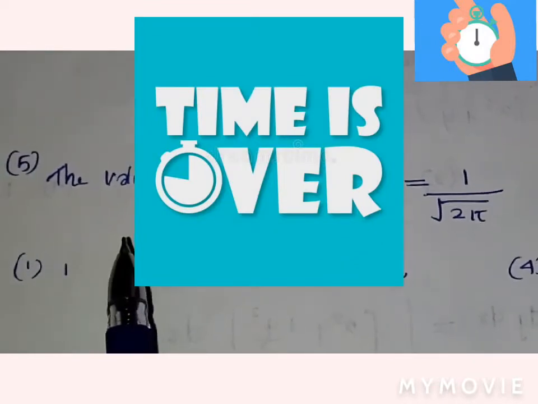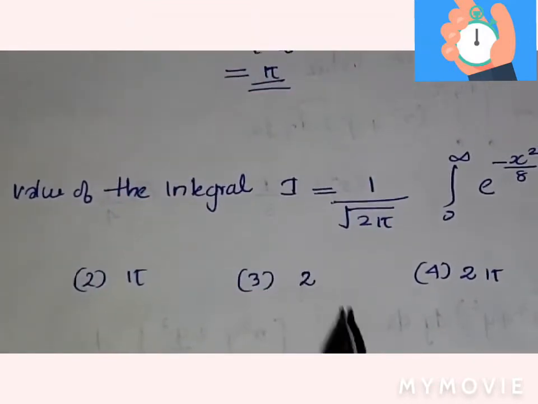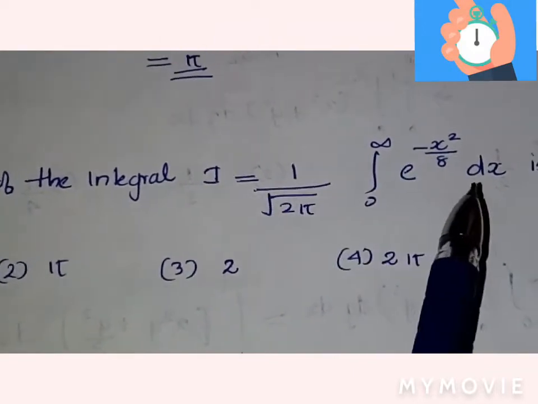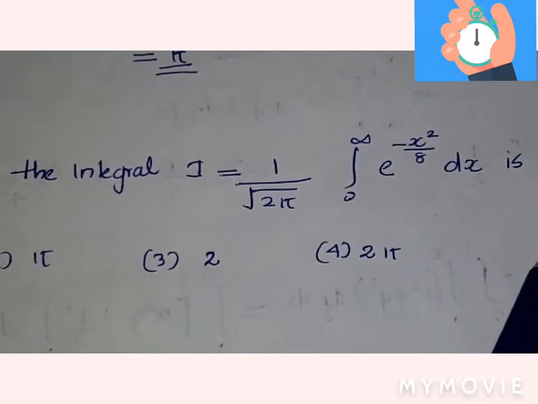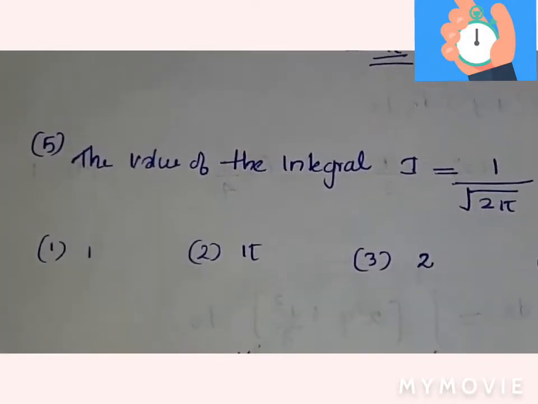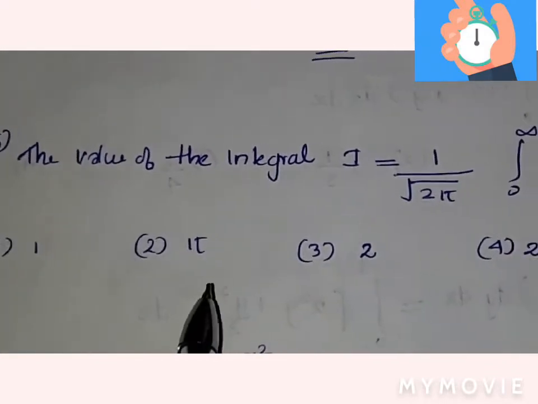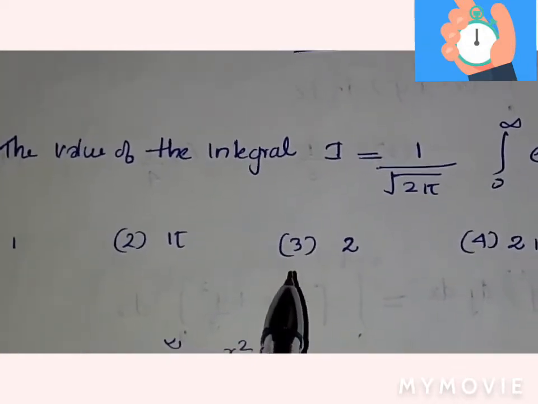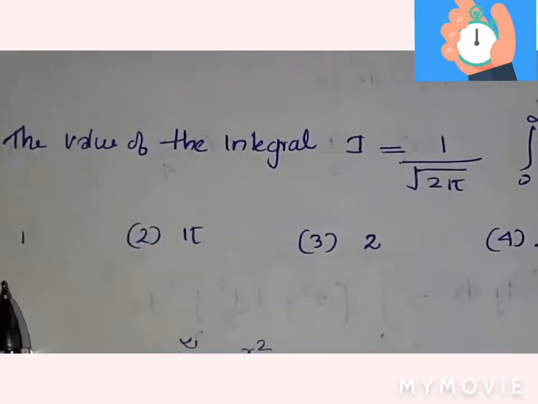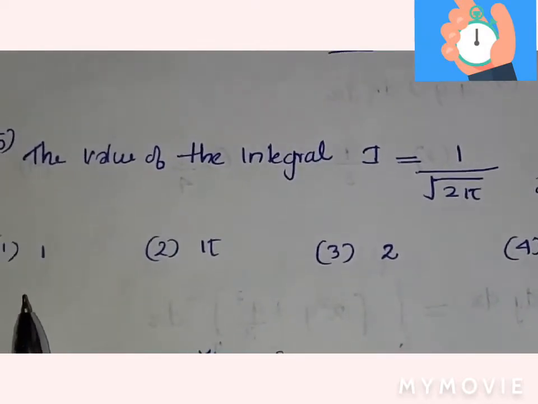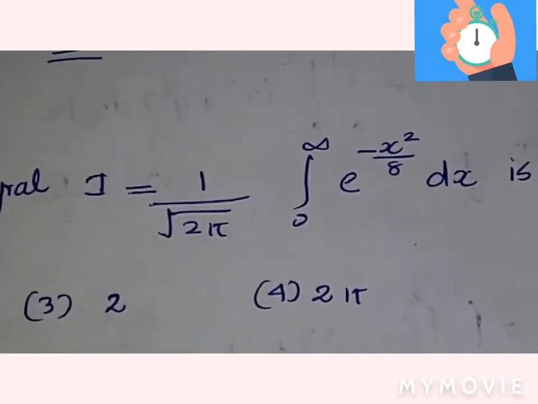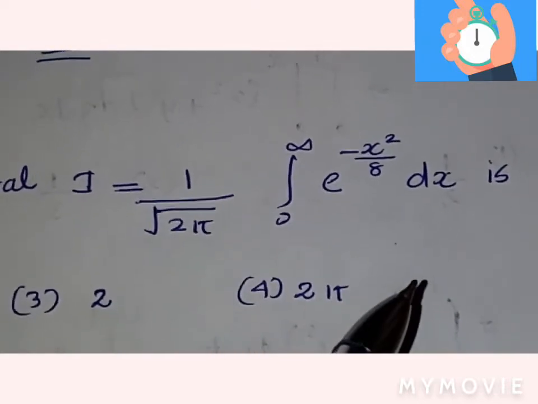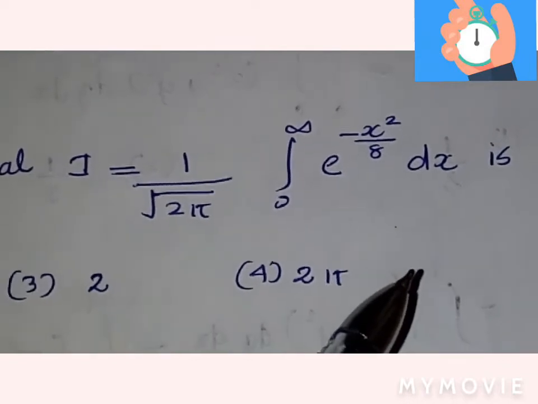Here the problem: the value of the integral I is equal to 1 by under root 2 pi times integral 0 to infinity of e raised to minus x square by 8 dx. Options: 1, pi, 2, 2 pi. The question is 1 by under root 2 pi integral 0 to infinity e raised to minus x square by 8 dx.